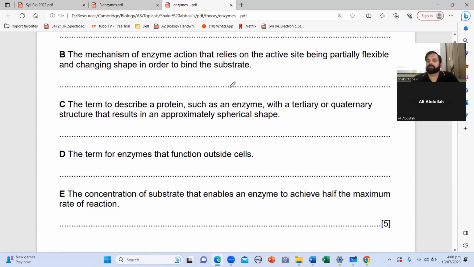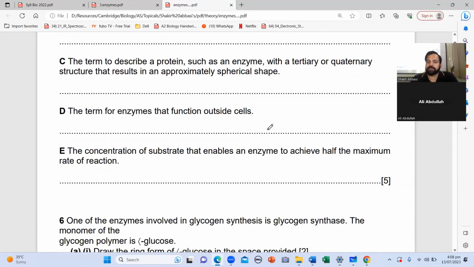Induced fit model, induced fit mechanism, where the active site is partially flexible and changes shape. The change of shape is called allosterism. Allosterism is a term used to describe a protein such as an enzyme changing shape. Ali, it's your turn, Mr. Ali Abdullah.